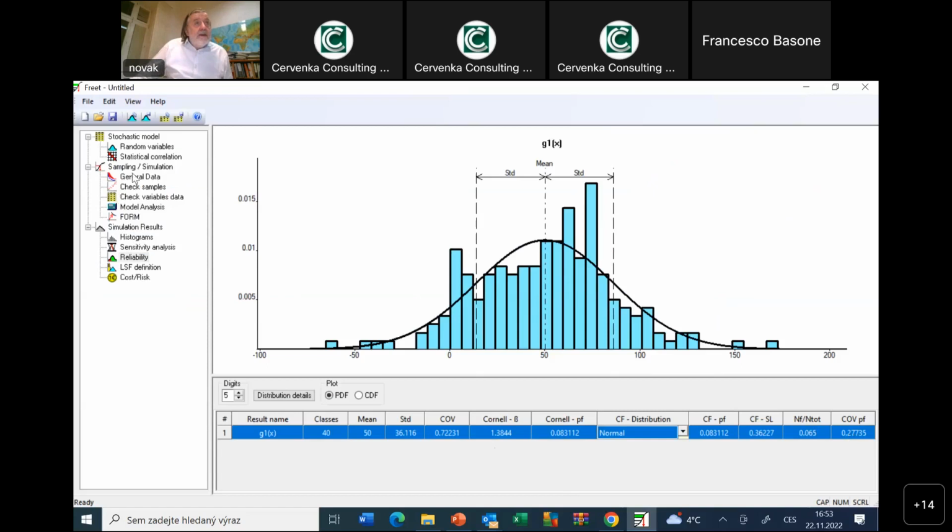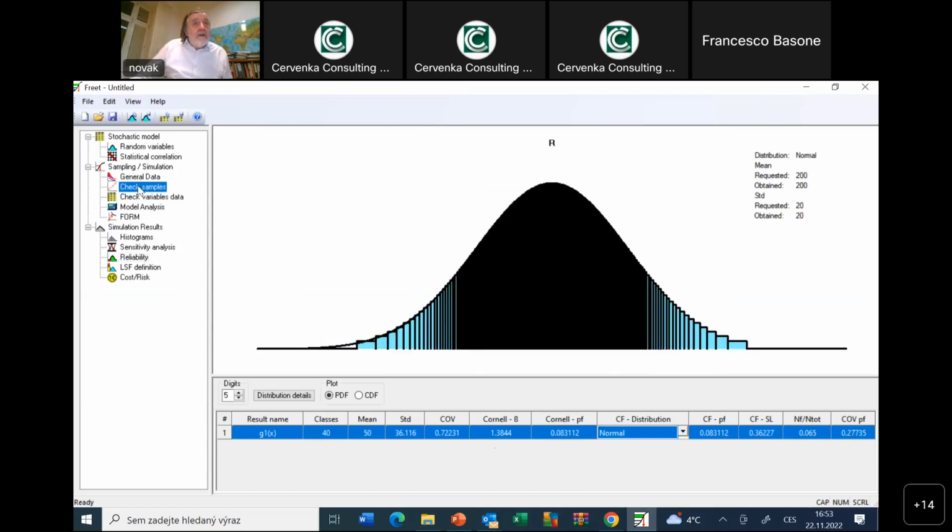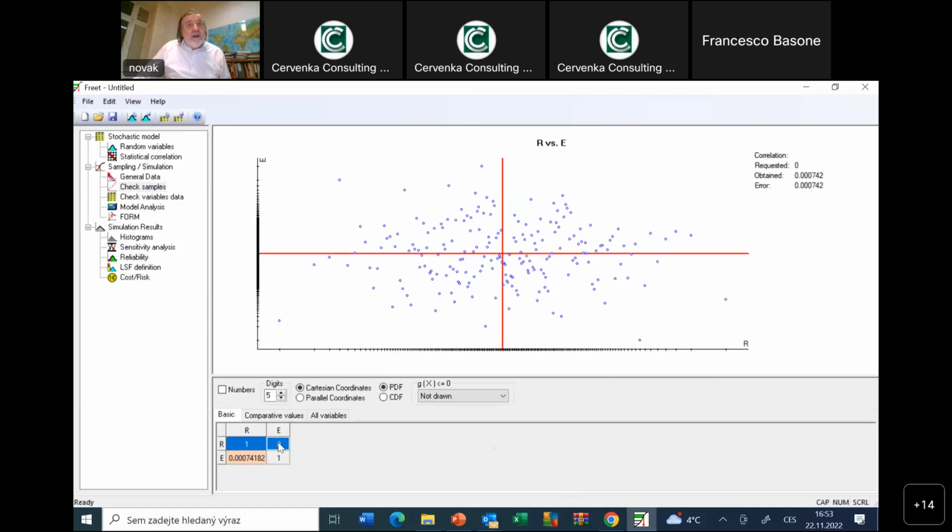If I check the samples, I can click on this realization and I can click the function itself, and you see here that these realizations, the red ones, failed, they were in the failure region, right? The green ones were in the safe region. So they divided the space into two parts, safe and failure region.